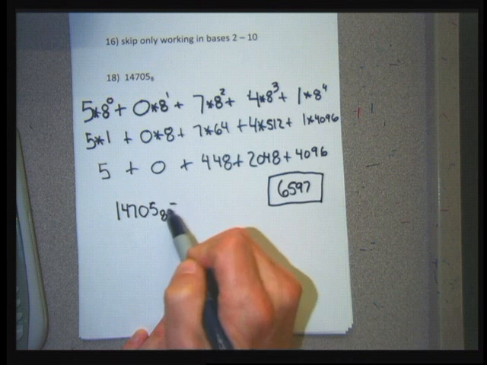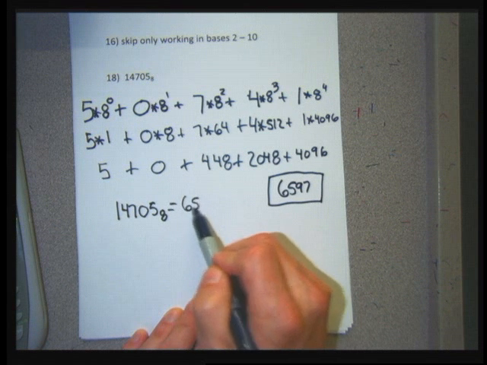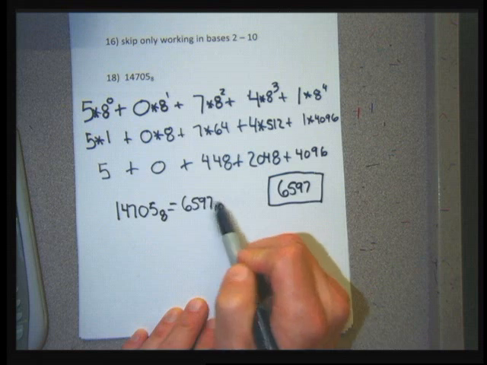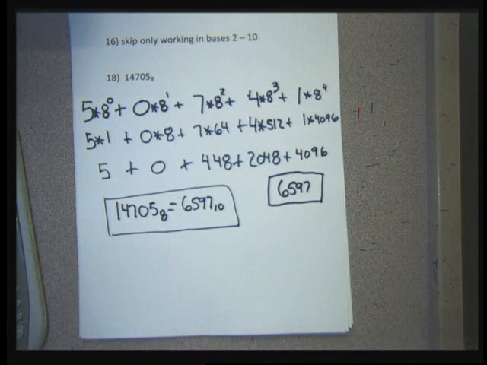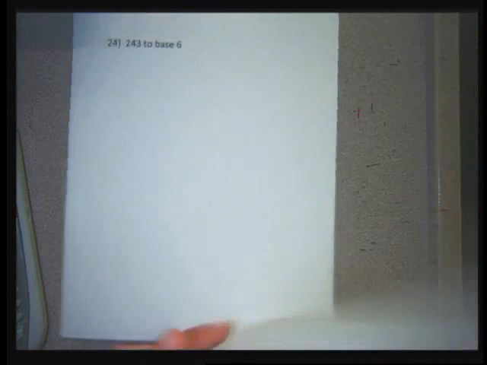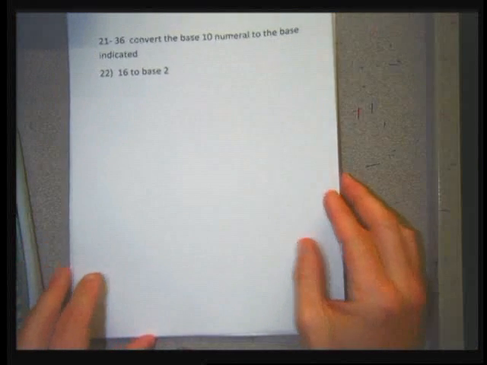14705 base 8 is equal to 6597, and you can insert the base, but it's not necessary. That's the easier direction. Taking a number that's not in base 10 and writing it in base 10, for me, is easier than taking a number in base 10 and writing it in another base. And that's the next skill we have to do. It's not terribly hard going backwards, but it's a little bit harder. And there are many ways to go backwards.